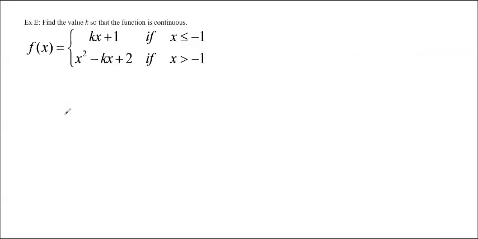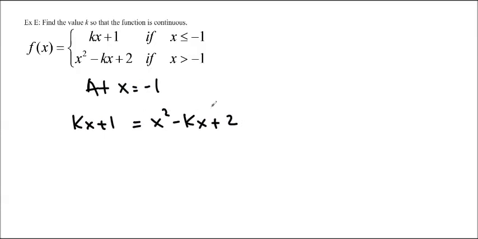Okay, so this is the last question. Find the value of k so that the function is continuous. As in, we want for x equals negative 1, we want kx plus 1 to equal x squared minus kx plus 2, because we want the y values to be the same, just like we just did in the last example. We want the y values to be matching.